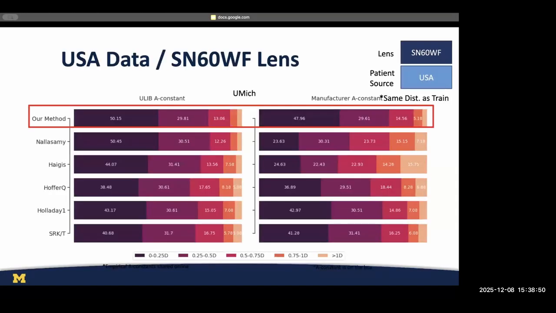So here's the result to summarize. This is our new method under the US population with the Elcon lens. We now see that on the left is the empirical A constants, on the right is the manufacturer A constants. We can see that previously the Nallasamy formula was really unstable when we switch between A constants, but we now see that there's much more stability between them. The model also maintains most of its performance.